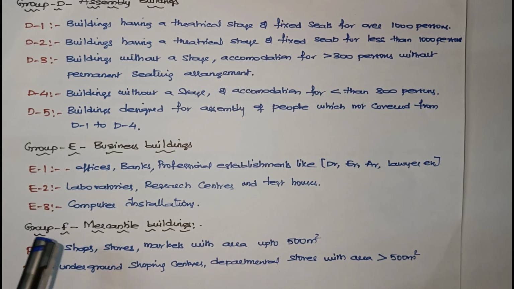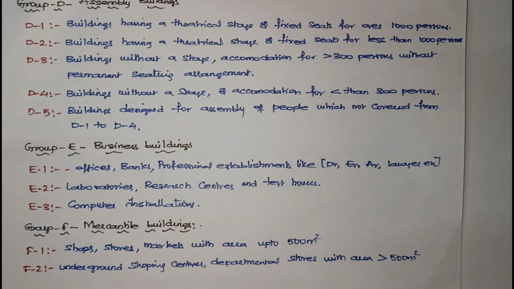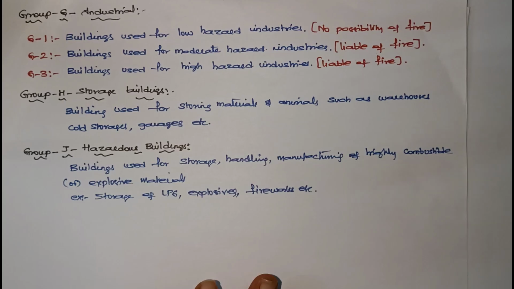Coming to group F, this is mercantile buildings. As I said, it is shops, stores, markets. This may be wholesale or retail. In this also they have been categorized into two, F1 and F2. F1 is related to all the stores, markets, etc. up to 500 square meters, whereas F2 has underground shopping centers and departmental stores with greater than 500 square meters. All these come under F2, right?